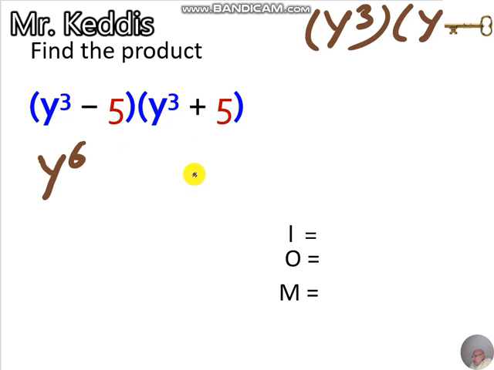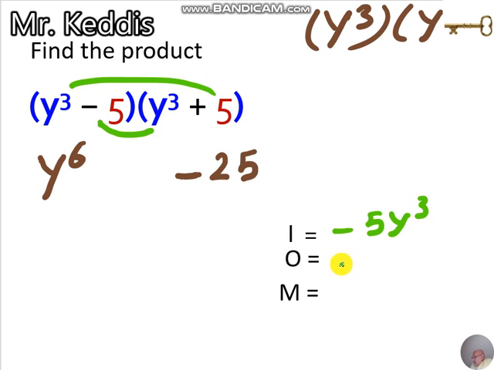Last times last, you get the last term. Negative 5 times 5, you get negative 25. The inner product is negative 5y cubed. The outer product is positive 5y cubed. These cancel each other. The result is 0. That means I'm going to write this as y to the power of 6 minus 25.